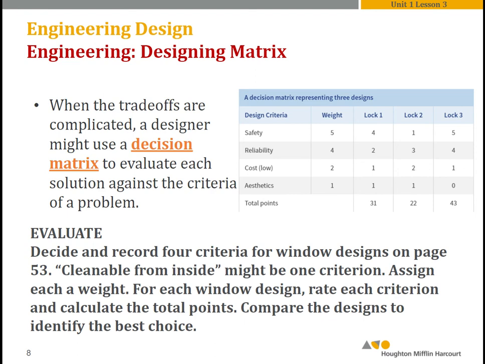Some possible criteria might be the ease of cleaning from the inside, not just that it's cleanable, but how easy is it to clean, the amount of ventilation, cost, aesthetics, expected lifetime, how complicated it is to order or install, and thermal insulation. Important criteria such as cleaning should be given greater weights.